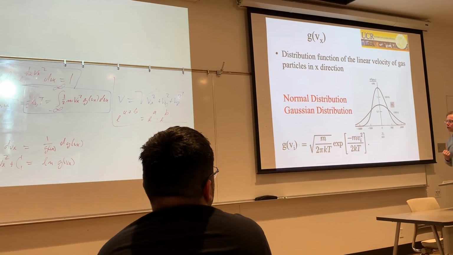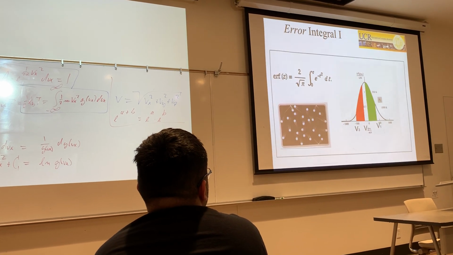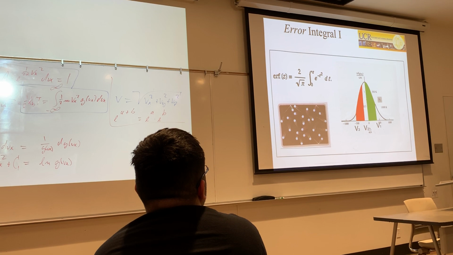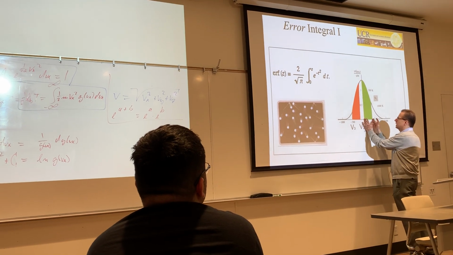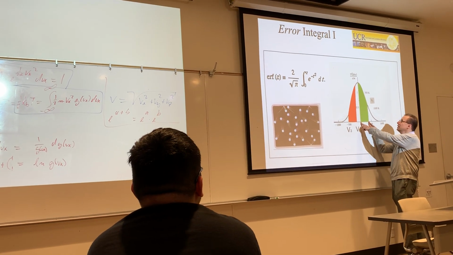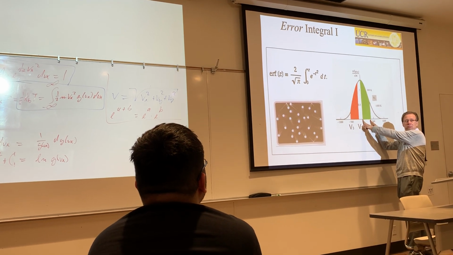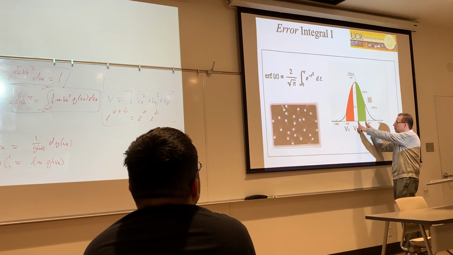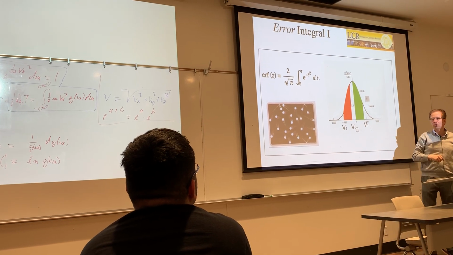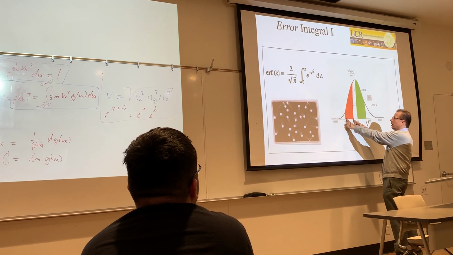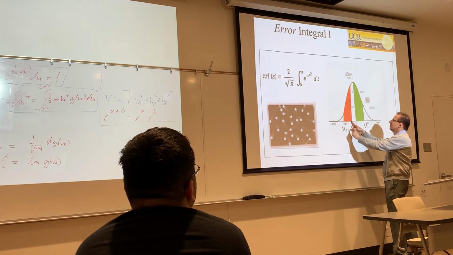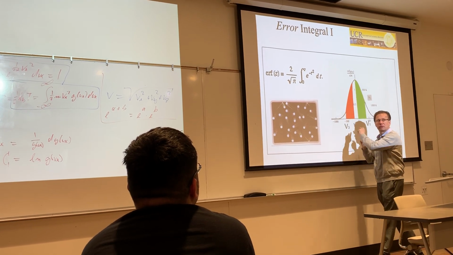Now, if I want to know how many particles are in this velocity interval, I just integrate my distribution function over this velocity interval. And now, if I want to know how many particles are in this velocity interval, I also integrate just over this interval.